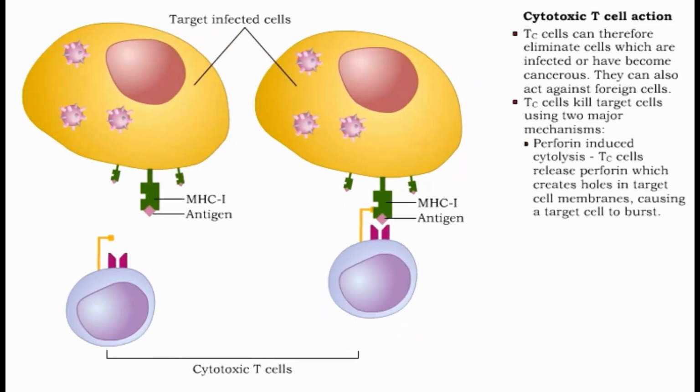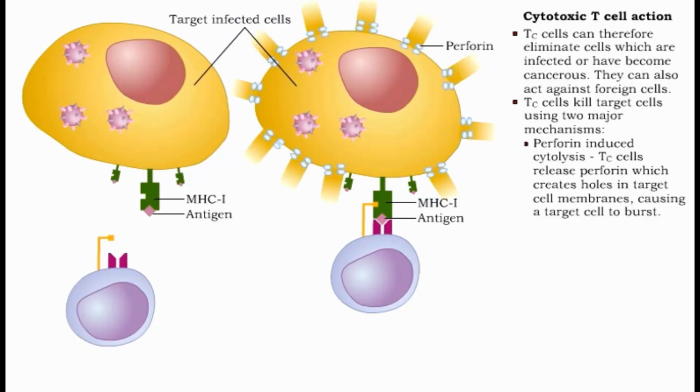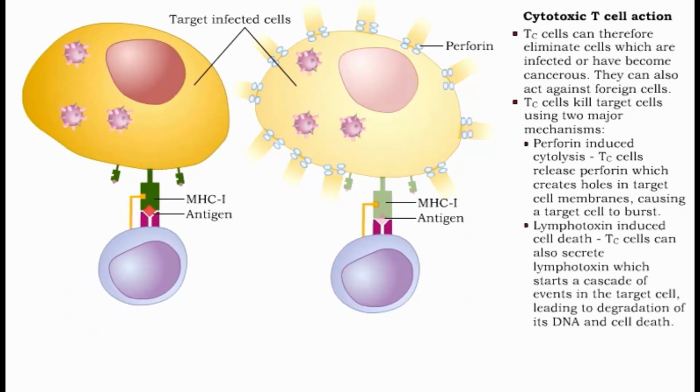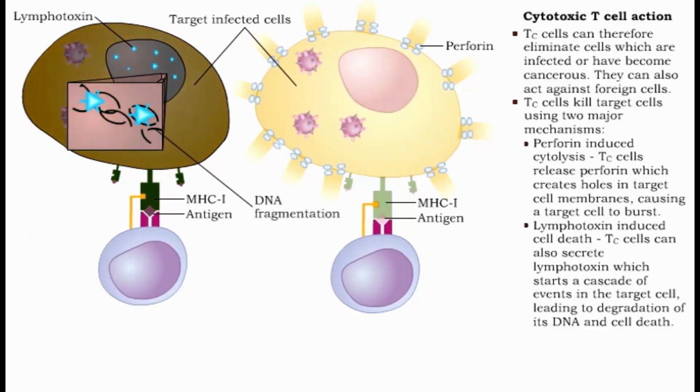The first mechanism is perforin-induced cytolysis. Perforin, released by cytotoxic T cells, punctures holes in the target cell membrane, causing the target cell to burst. The second mechanism is lymphotoxin-induced cell death. Lymphotoxin, also secreted by cytotoxic T cells, starts a cascade of events in the target cell leading to degradation of its DNA and cell death.